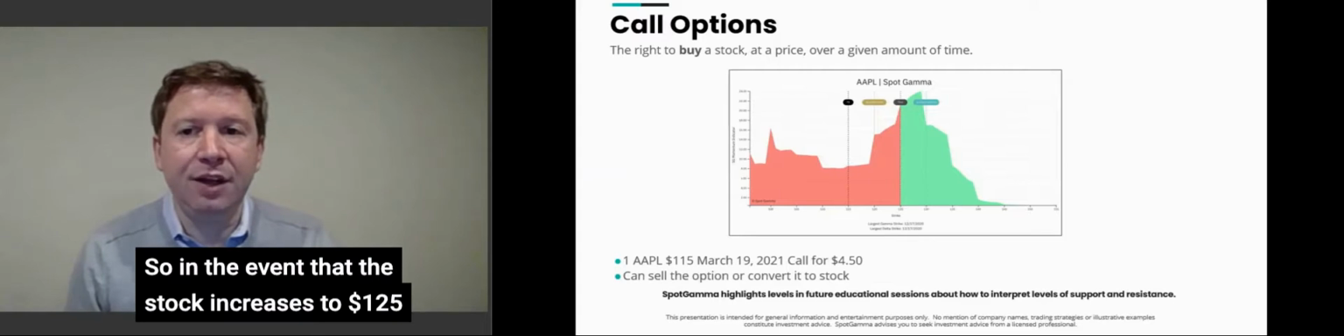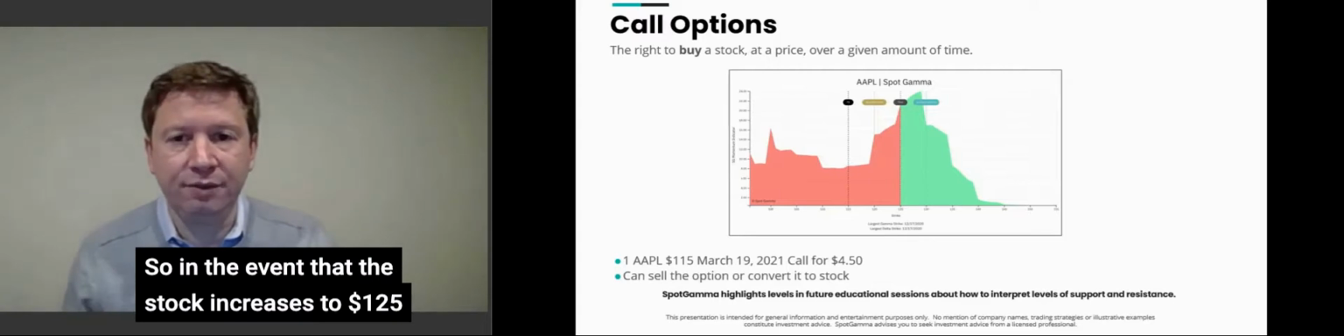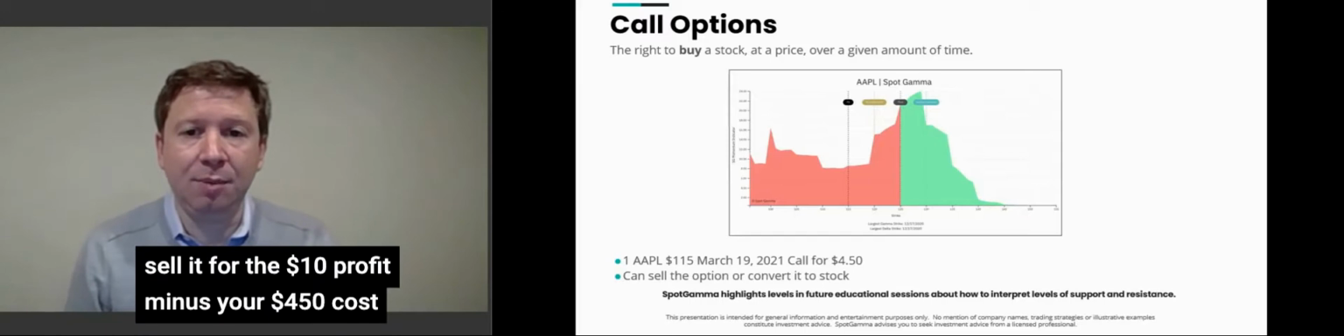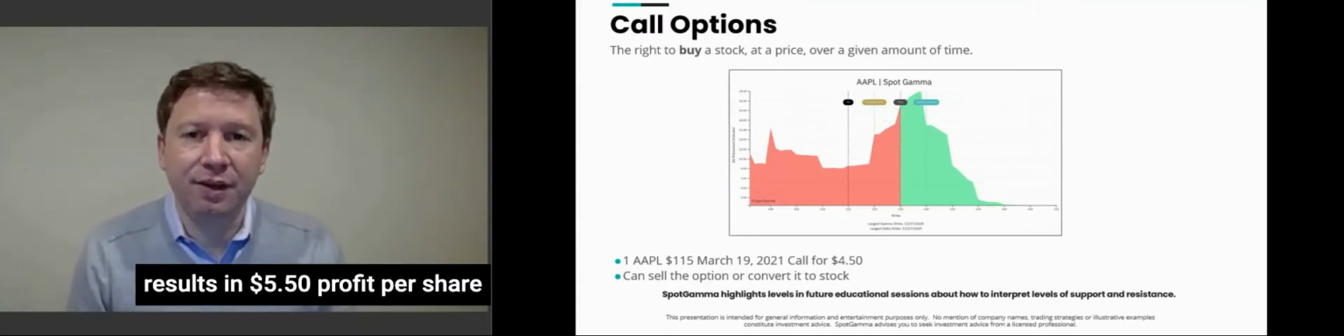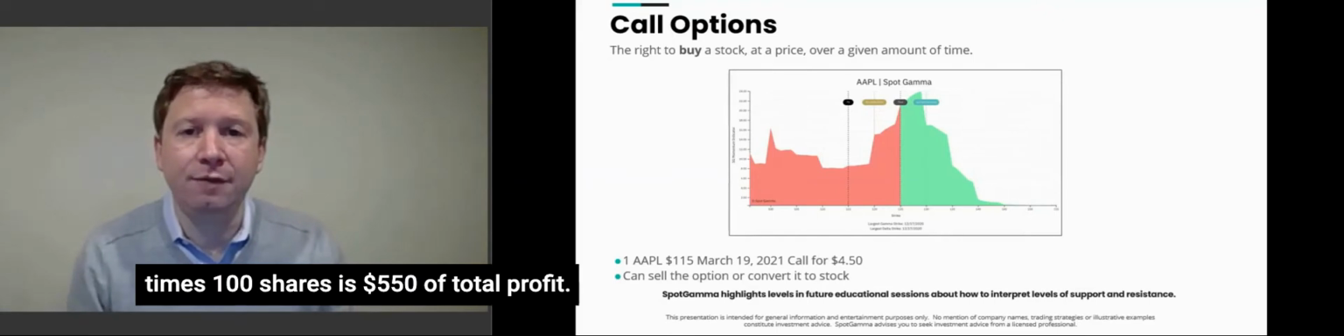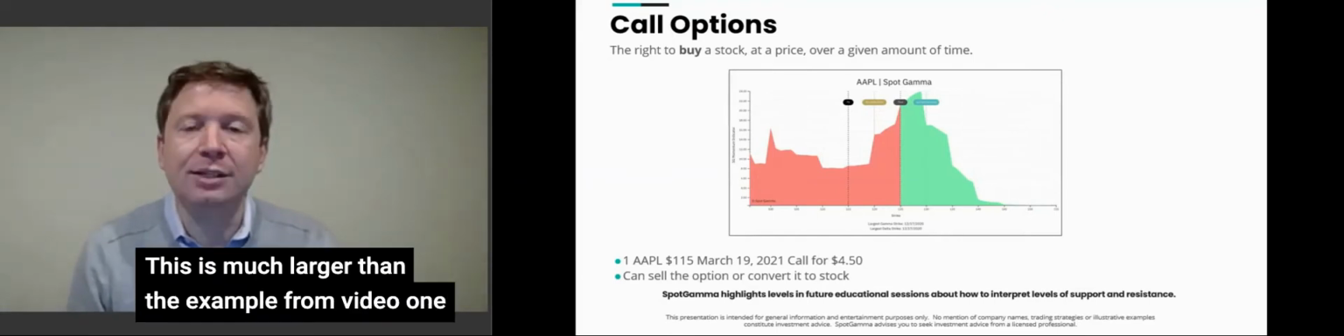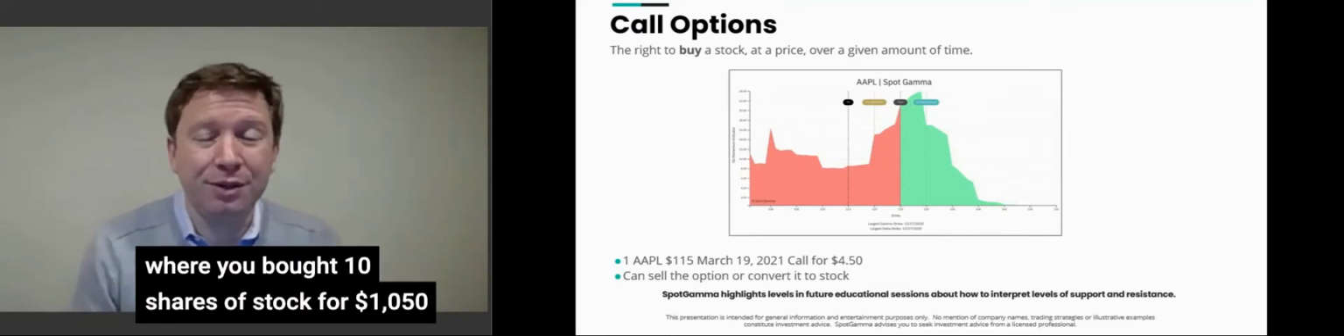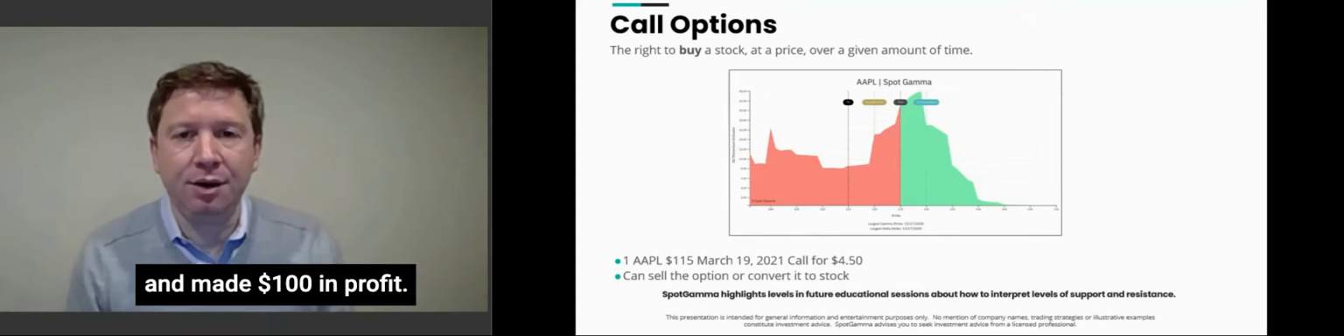So, in the event that the stock increases to $125, you would be able to convert the stock, sell it for the $10 profit minus your $450 cost, results in $5.50 profit per share, times 100 shares is $550 in total profit. This is much larger than the example from video 1 where you bought 10 shares of stock for $1,050 and made $100 in profit.